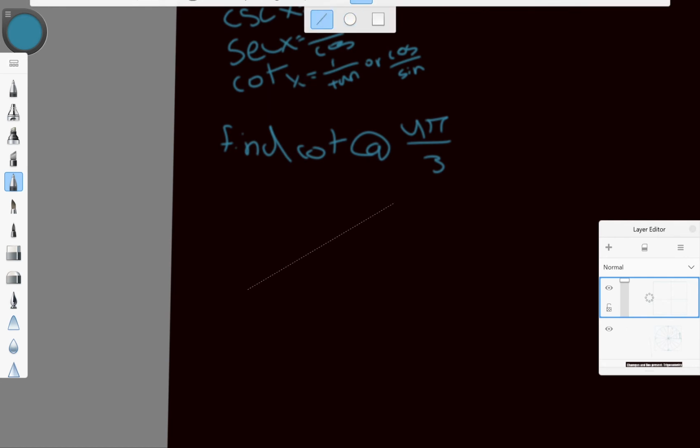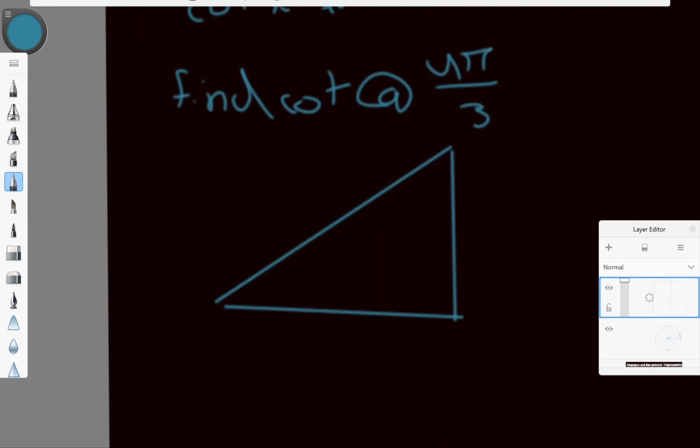Okay. Let's draw our triangle here. There we go. 30, 60, 90. Right? If this is 1, this is 1 by 2, and this is root 3 by 2.